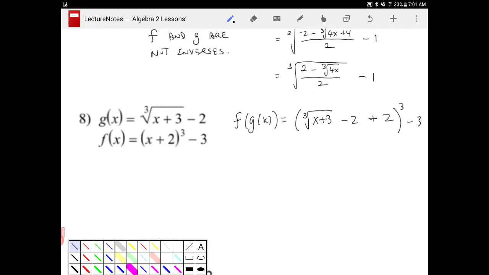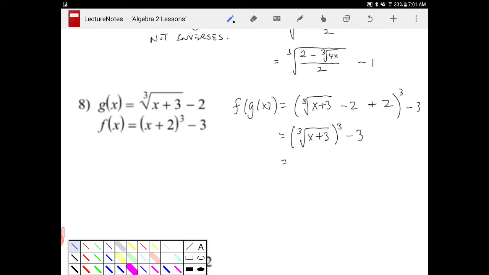cubed minus 3. The positive and negative 2 goes to 0. I'm left with cube root of x plus 3 cubed minus 3. Well, what's the cube of cube root? That's just x plus 3. And then don't forget the minus 3. The positive and negative 3 cancels. I'm left with just x. So yes, f is an inverse of g.